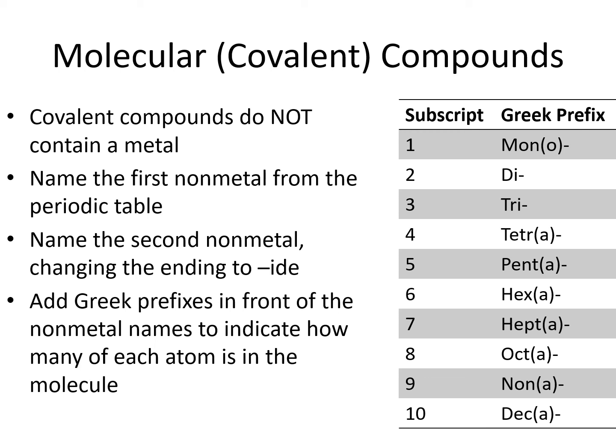We've looked at ionic compounds, which generally contain a metal and a nonmetal. Now let's look at covalent compounds, which contain only nonmetals. We will start out naming them similarly to simple binary ionic compounds. We name the first element from the periodic table and the second element with the -ide ending.